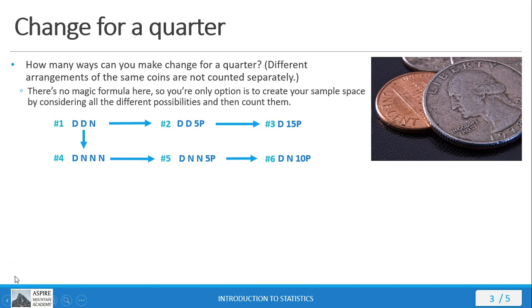So now let's go back to outcome number 4 and replace that 1 dime we have left with 2 nickels. So now we've got 5 nickels. And then we can replace each of those nickels in turn with 5 pennies.